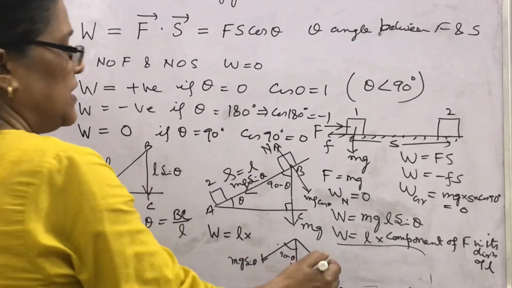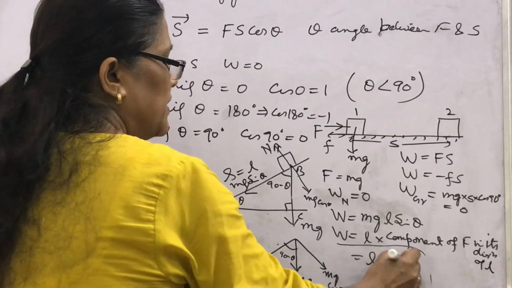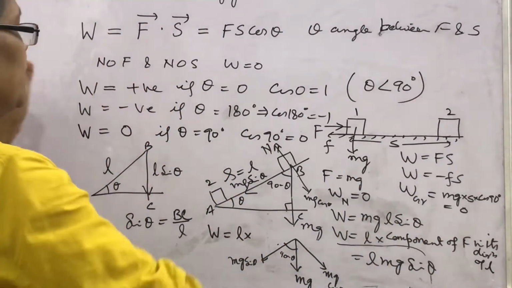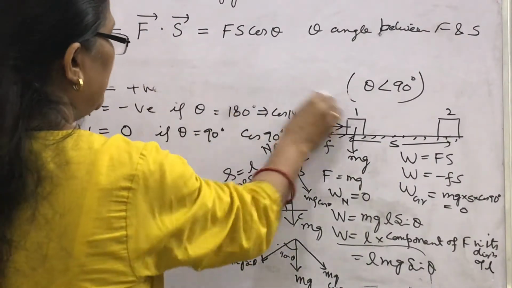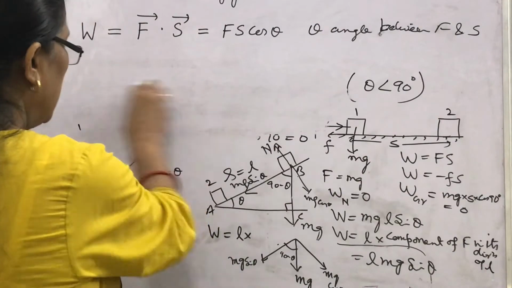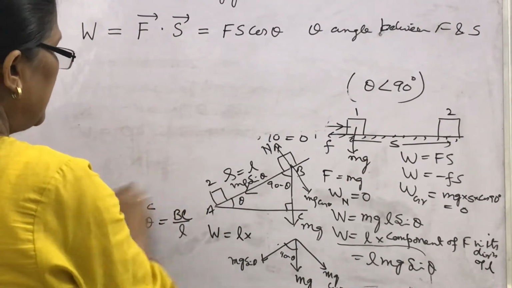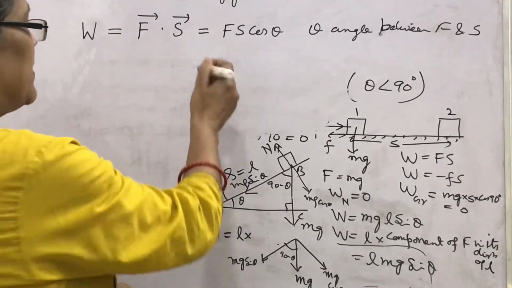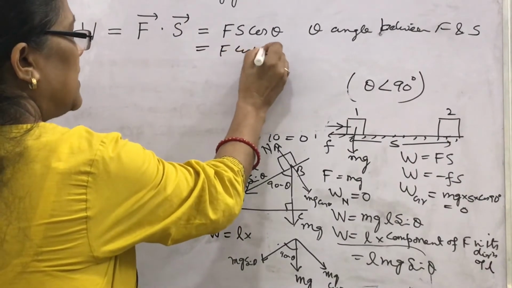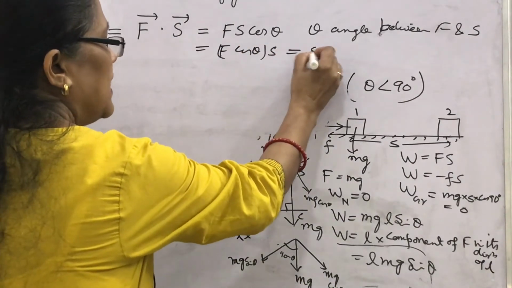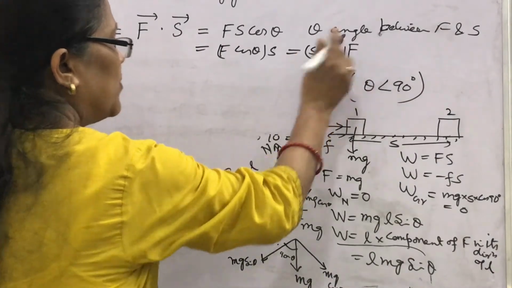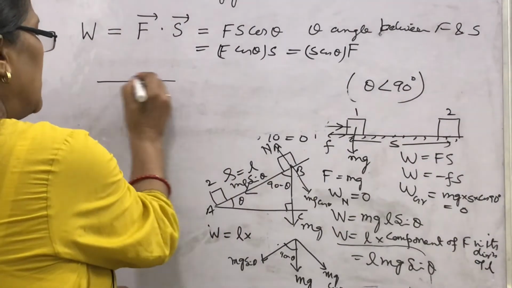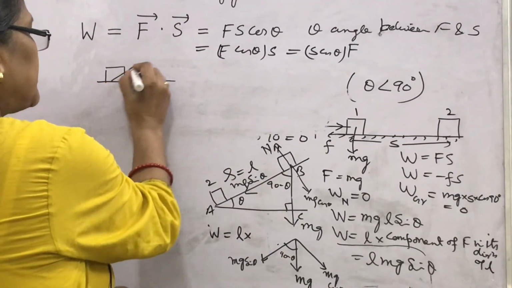L into mg sin theta. Again you will get the same expression, L mg sin theta. So what I mean to say is that work is the scalar product of both F and S. Then it can be calculated by taking the component of either F in the direction of S, or you can write F cos theta into S, or S cos theta into F. Both I have shown for the inclined plane here.